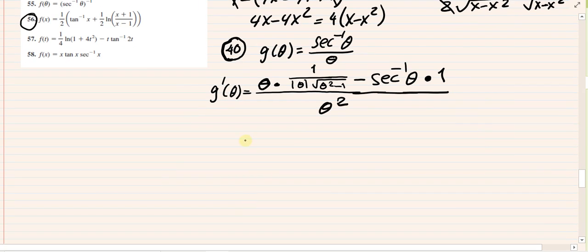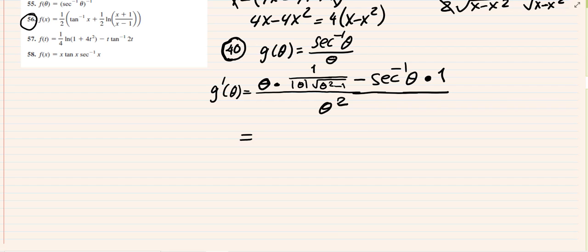So let's tidy up this thing. We do have theta. We can multiply top and bottom here, or actually maybe I can separate it. Hold on, let me see. Okay, here's what I can do.